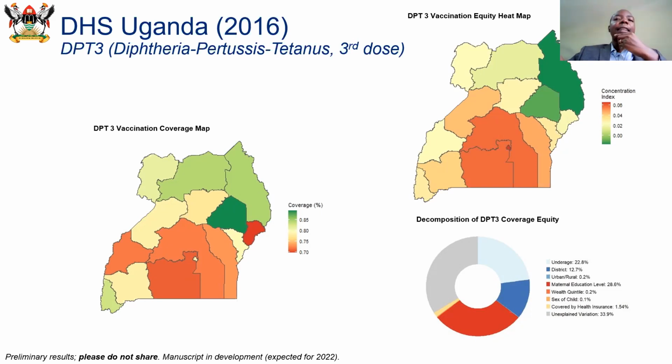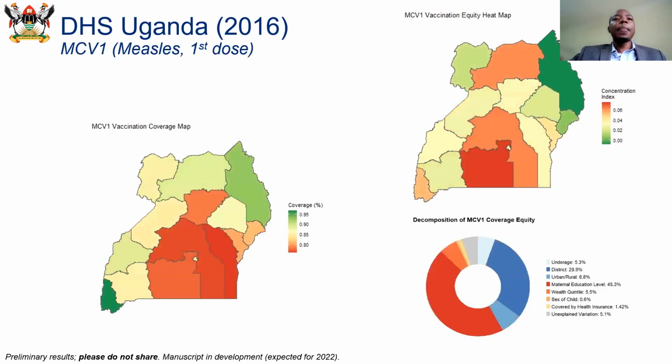But also the pie, the donut that we see down there, specifically highlights the areas which are really contributing to or responsible for the inequity. And largely, this is maternal education, which we shall speak more to in a moment, as well as the impact of the district, the variations in district coverage and equity at district level.